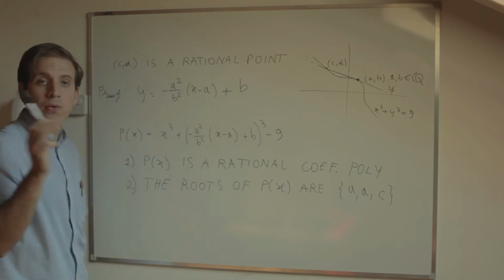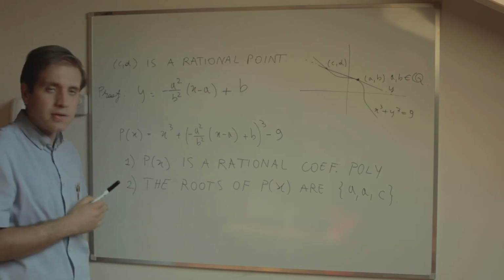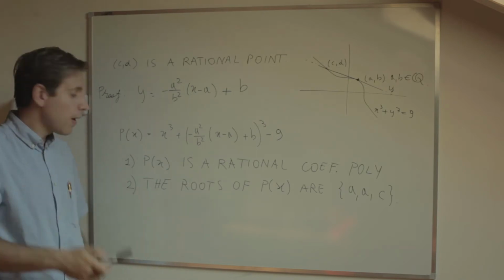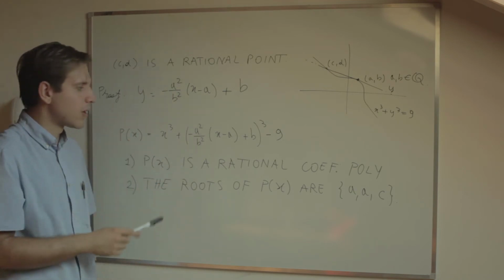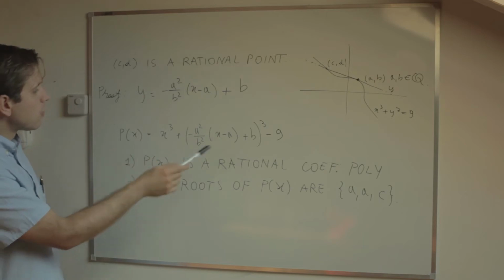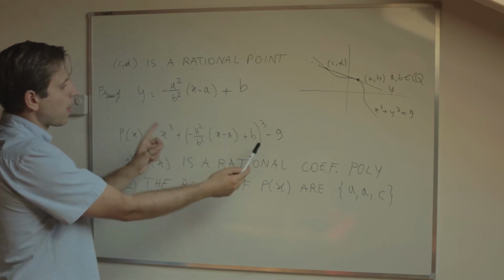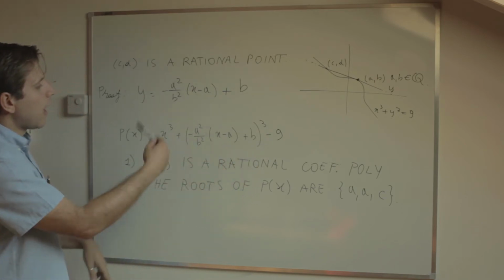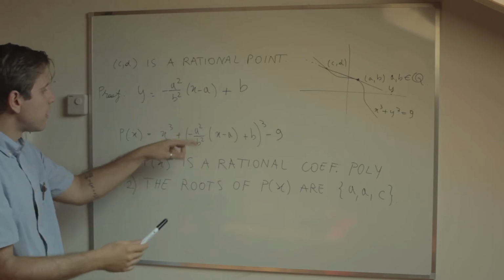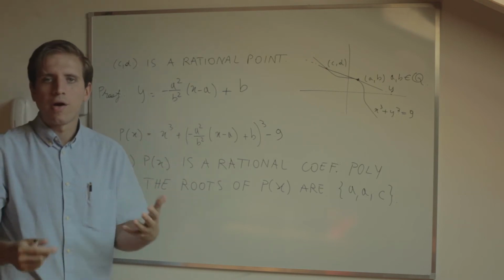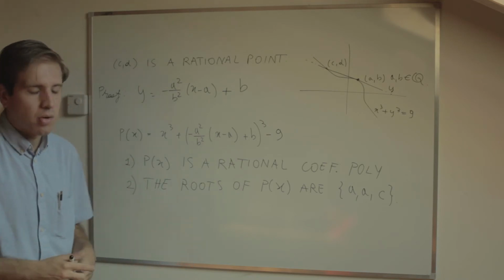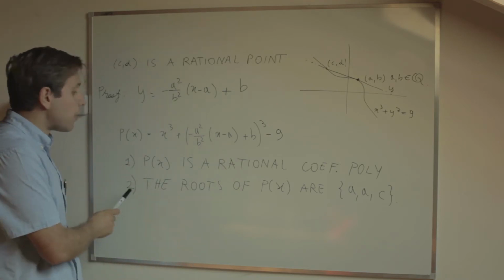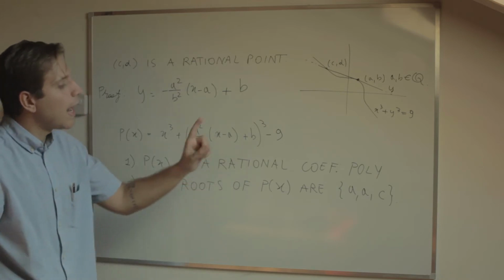Two things are important about this polynomial. First one, it's a rational coefficient polynomial if (a, b) is a rational point. And this is true because if you expand this cube here, you will see that only fractions and powers of a and b are involved, so it will be a rational coefficient polynomial. And secondly, the roots of this polynomial are a, a, c.